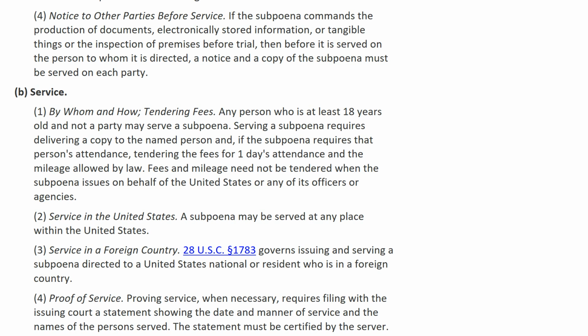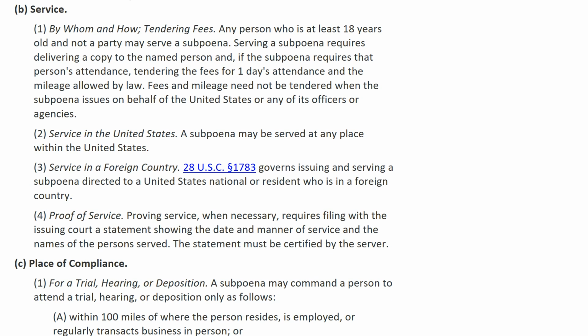Okay. Obviously, for purposes of notice to the other parties, any subpoena to a non-party witness has to also be served on the other parties. In fact, it has to be served on the other parties before it's served on the non-party witnesses, right? All right. Service. This should remind you of Rule 4, right? The subpoena's got to be served by a person who's 18 years old and not a party, right? And it goes on and on with that.